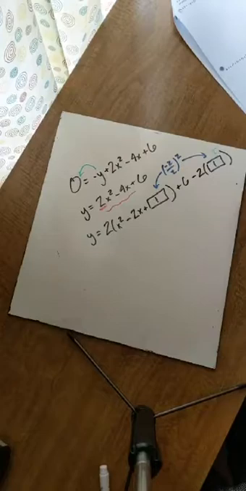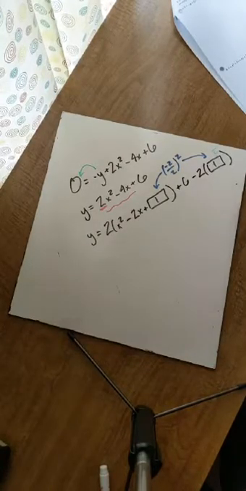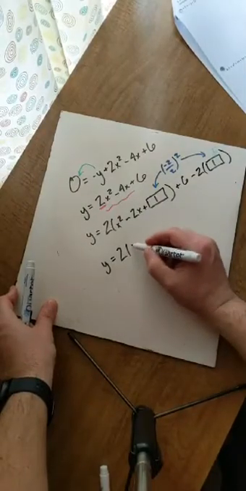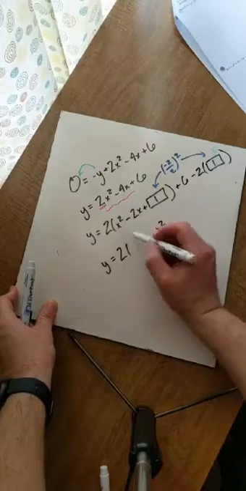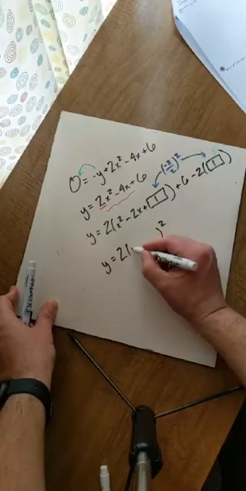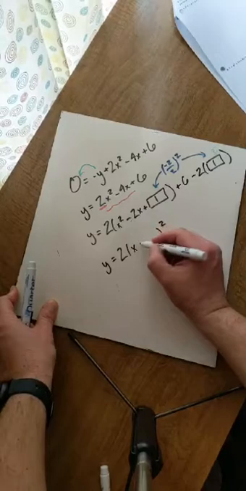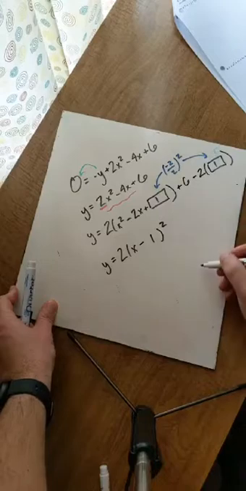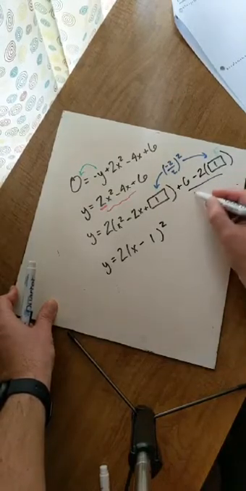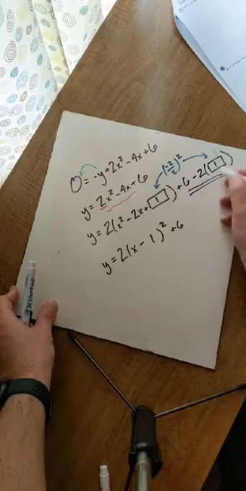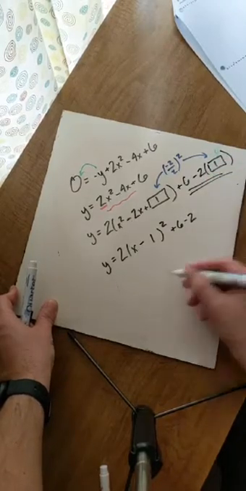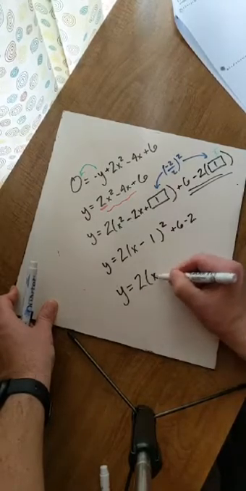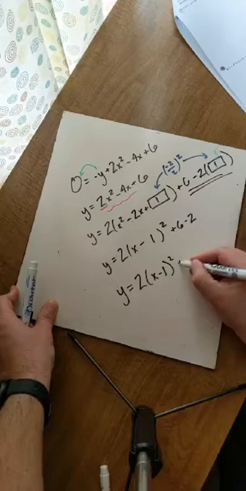Okay. So that means this simplifies down to y equals 2, and then we get a term squared. To get what's inside here, we take x, since the square root of x squared is x. Keep the sign in the middle the same, minus. And then the square root of 1 is, well, 1. Over here, what's left over is +6, and then -2, since 2 times 1 is 2. So our standard form equation is y equals 2 times x minus 1 squared plus 4.